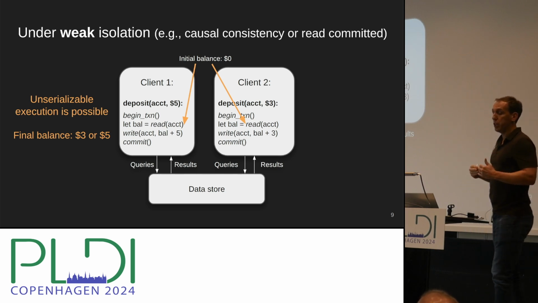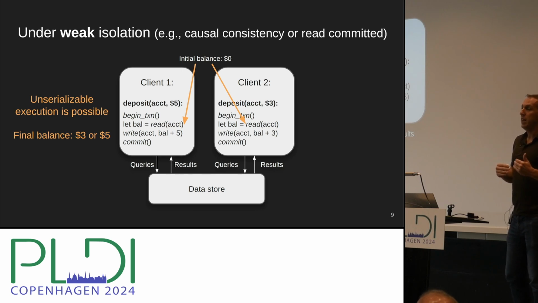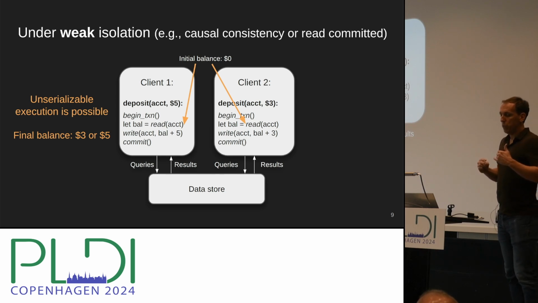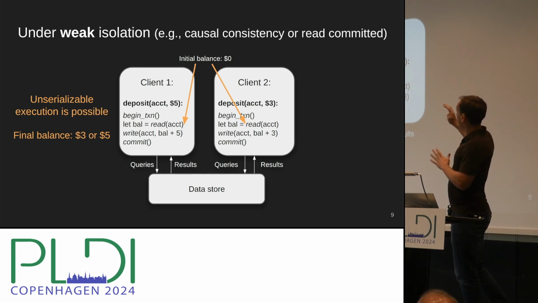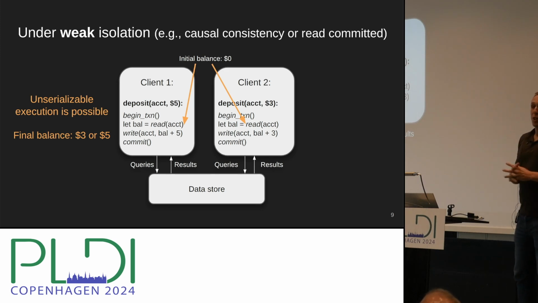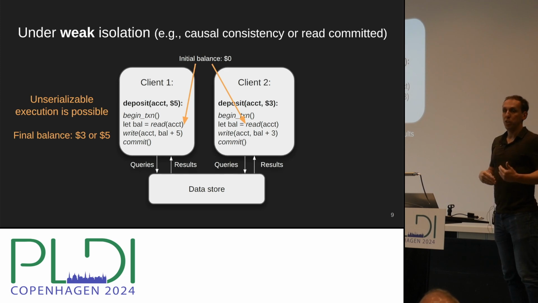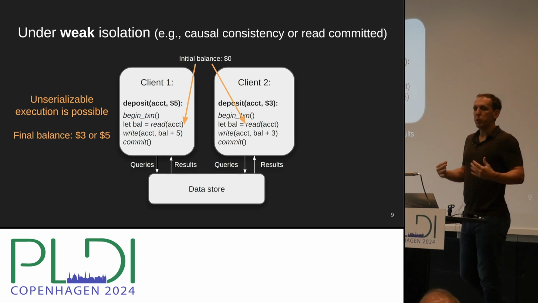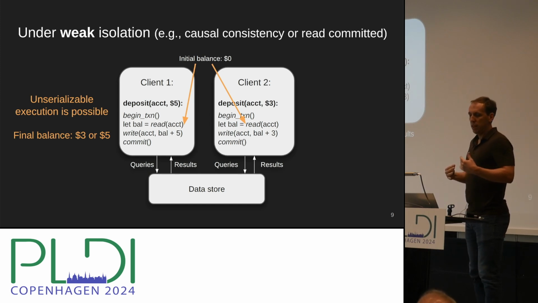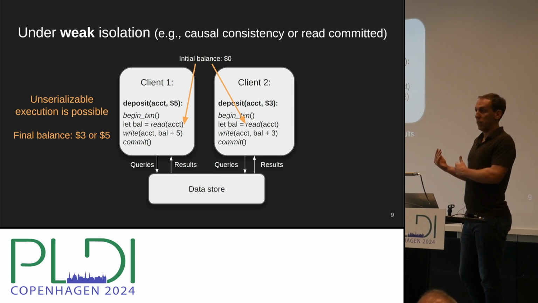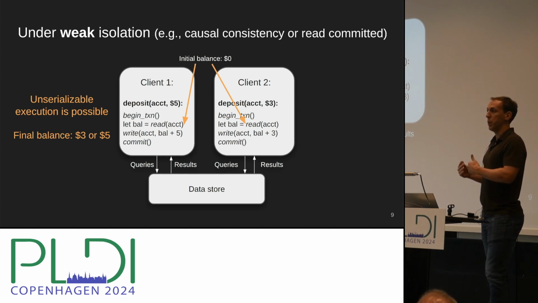If both of the reads read from the initial balance of 0, then they're both going to write 5 and 3 respectively, and the final balance is going to be $3 or $5. So that's an unserializable execution. It has a result that isn't equivalent to any serial outcome. The problem we address in this work is that we'd like to find these unserializable executions, because programmers generally aren't intending for this to happen, and they want to know about it.